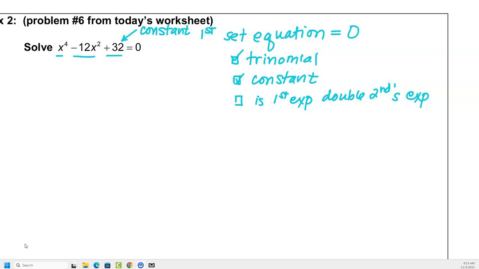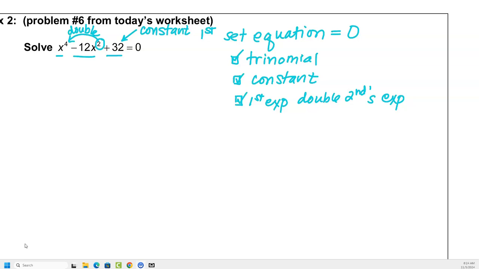We don't need the word is, do we? So let's get rid of that from my notes. We don't need that. We just say that it is. Does it fulfill that? So if I look at this exponent here and I double it, do you get the first one? And the answer is yes. So therefore, this can be rewritten in quadratic form.